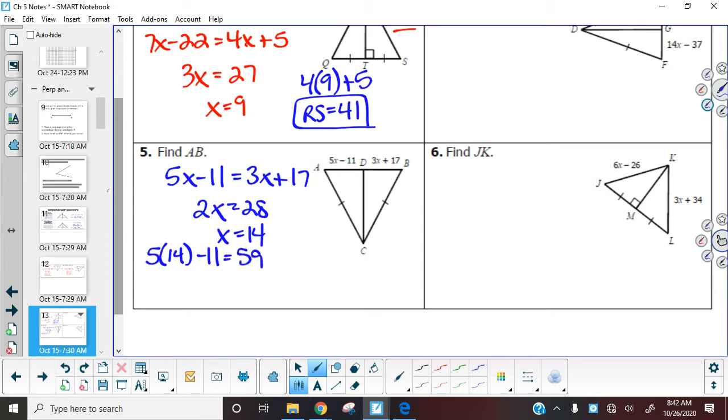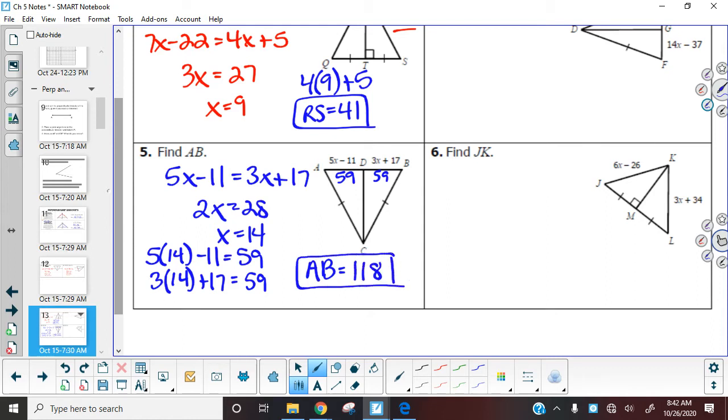But notice that is just from A to D. So if we plug it in for DB also, notice we should get the same thing. So if we do 3 times 14 plus 17, we do get the same thing. And then to figure out the whole length, we just add those two together. So AB is going to be 59 plus 59, which is going to give us a value of 118.